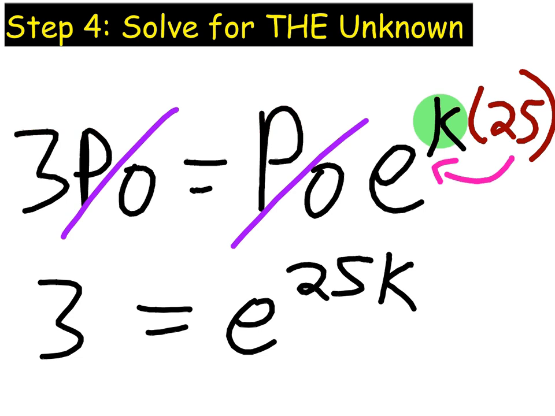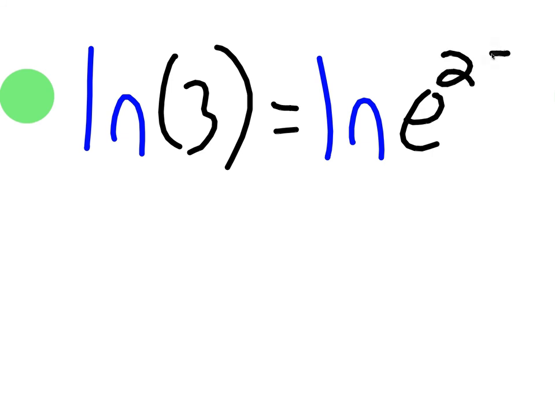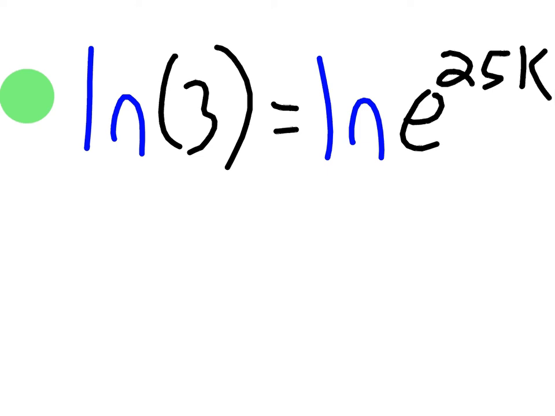And from here on out, I'm just going to keep working on a new screen. So the next thing you have to realize is in order to get e by itself, you have to take the natural log of both sides. So I'm going to be taking the natural log of the left, the natural log of 3, and I'm going to be taking the natural log of the right. So natural log of e to the 25k. So again, you do that because that will cancel the e on the right. I need to put the right side in parentheses.